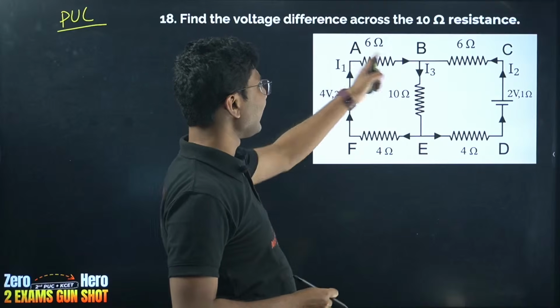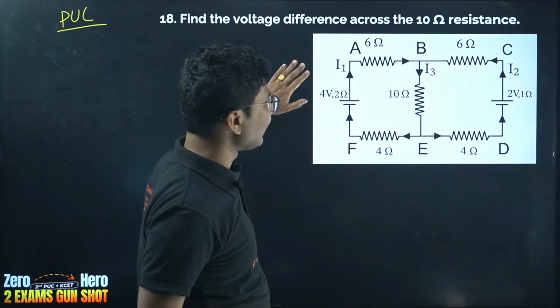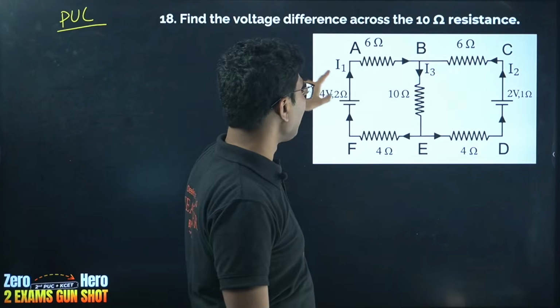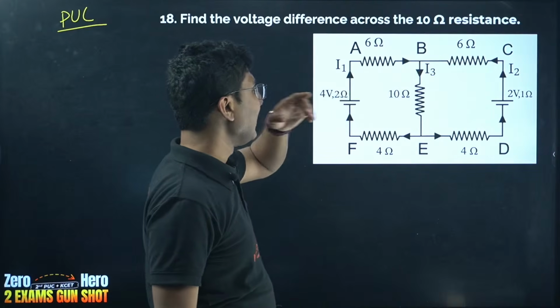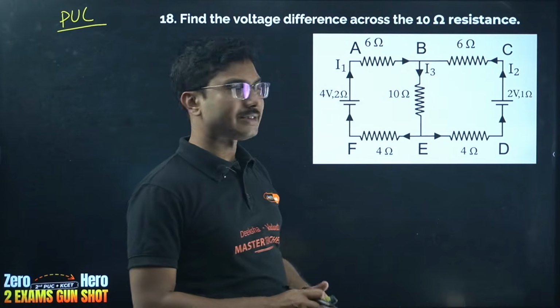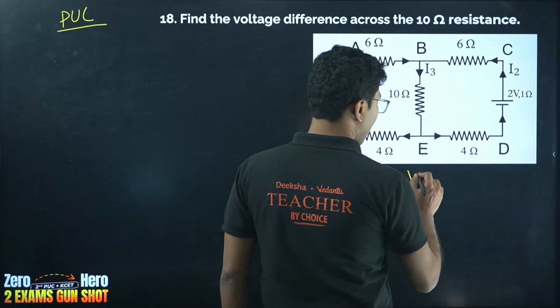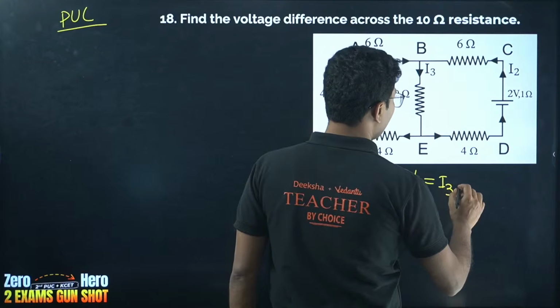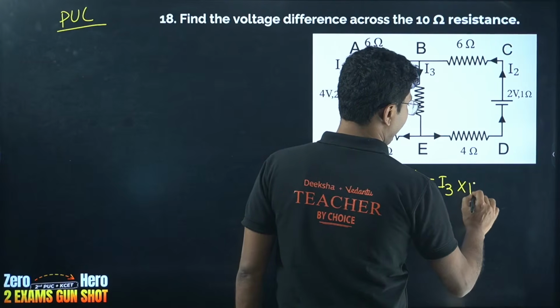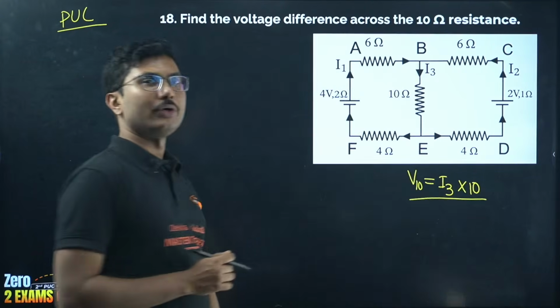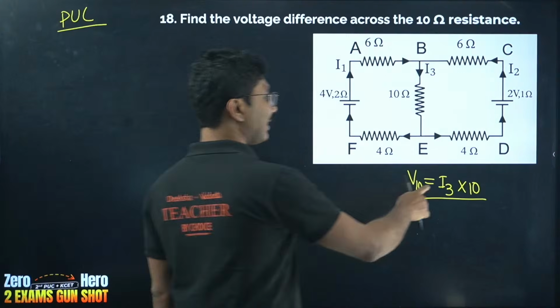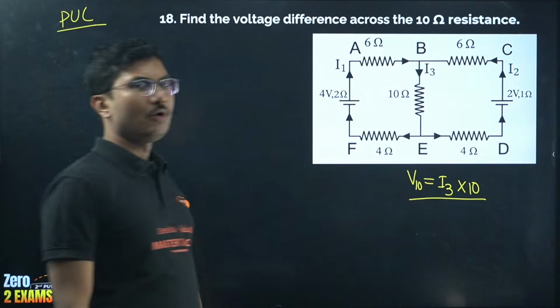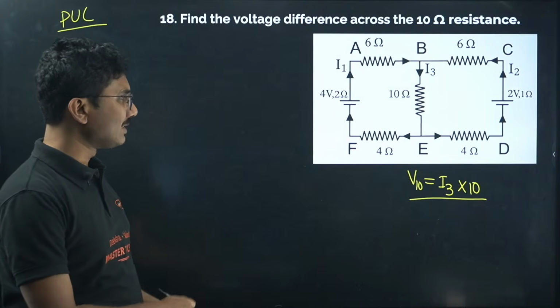So here is the circuit. If you see the circuit, in this circuit the currents are already given, I1, I2, I3. Now what is the voltage drop across the 10 ohm resistance? Voltage drop across the 10 ohm resistance is basically the current I3 into 10. So if you can somehow calculate this current I3, you will also be able to find the voltage drop across this resistance.